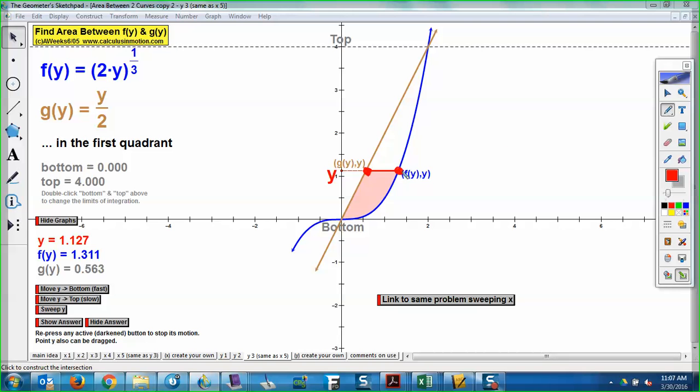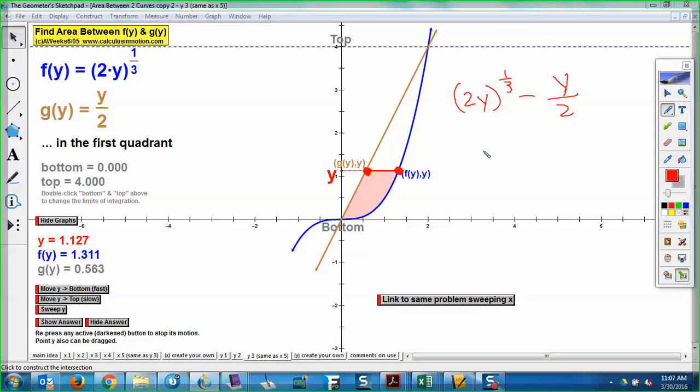So what is this x value? 2y to the 1/3 power. It says it right here. It says x equals 2y to the 1/3 power. So that's what all of the blue x's are, 2y to the 1/3 power. What is this x? Y divided by 2. Right? So that is the length of that strip.